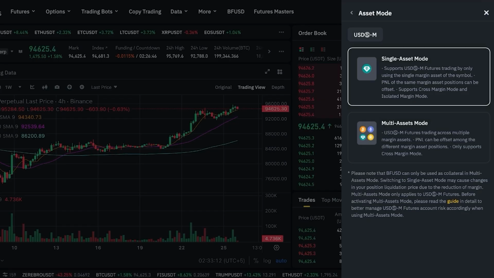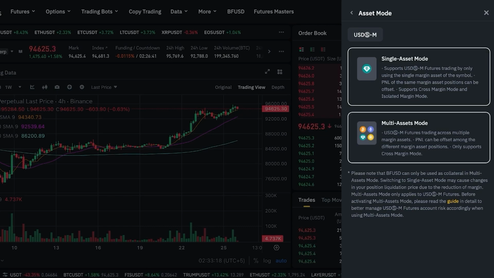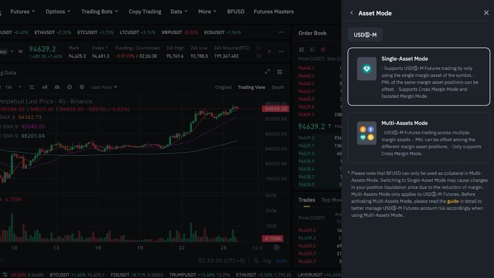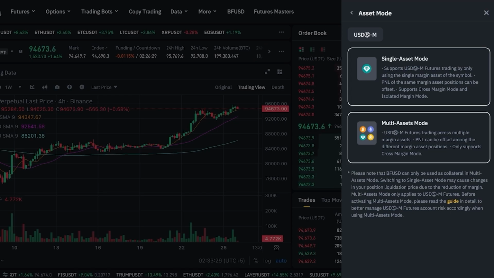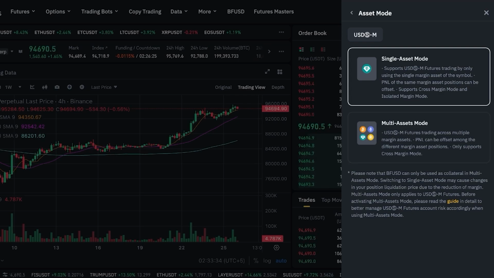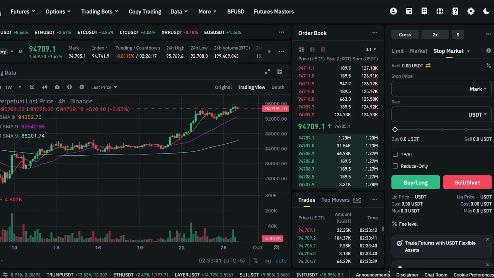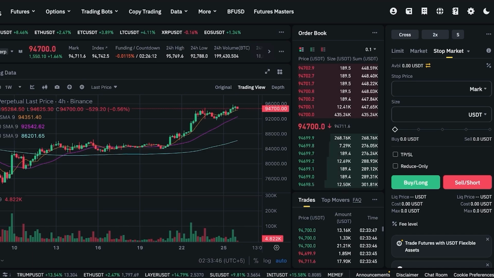On the top, you even have your asset mode, including single asset mode and multi-asset mode. In single asset mode, you have USD futures trading using only the single margin asset of the symbol, and PNL. This supports cross and isolated, whereas on multi-asset, you have multiple margin assets, and your PNL can be offset among the different margin asset positions. However, this does not have isolated margins. Now, from here, we need to understand one final thing, which is going for a long versus short.